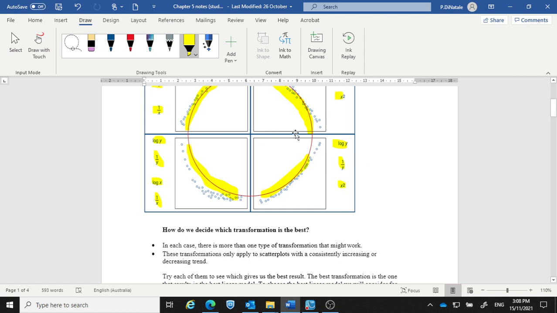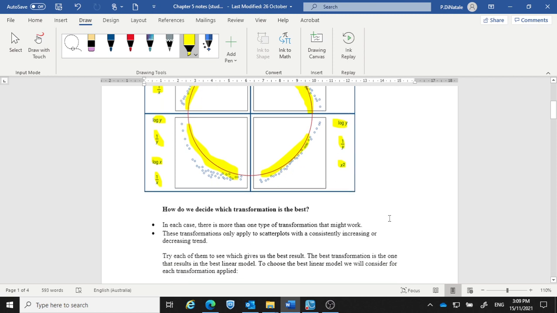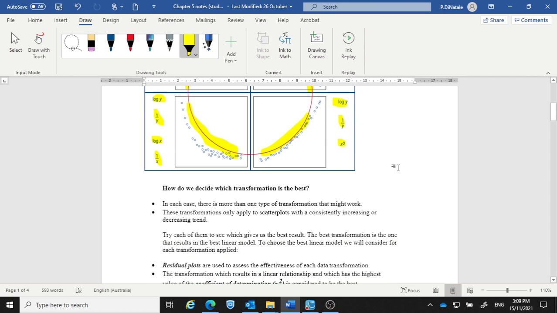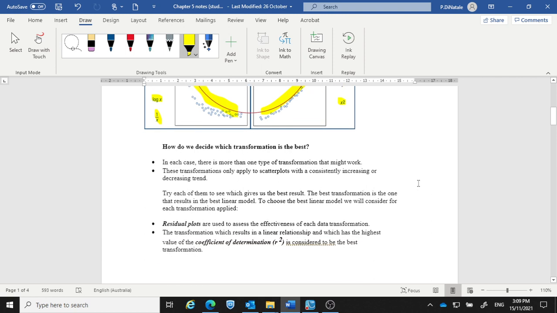So we're going to be looking at our scatter plot and deciding which one is it, the first, second, third, or fourth, and deciding which one to do. It might be necessary to check all four, all the types of transformations.